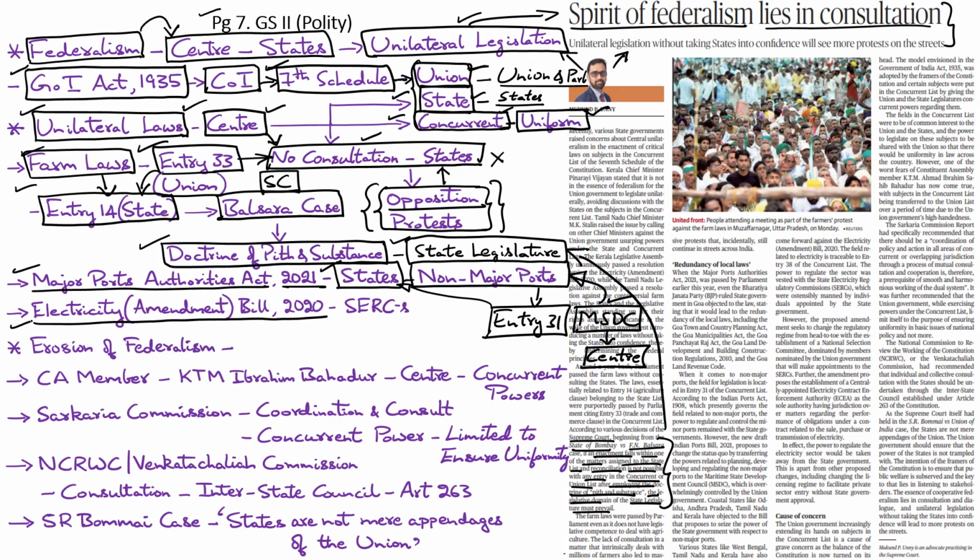the state governments. See, legislation related to electricity falls under entry 38 of the concurrent list. And the established norm was that the power to regulate the sector was vested with the state electricity regulatory commissions, which were largely under the control of the state governments. These regulatory commissions would be headed by officials appointed by the state governments.